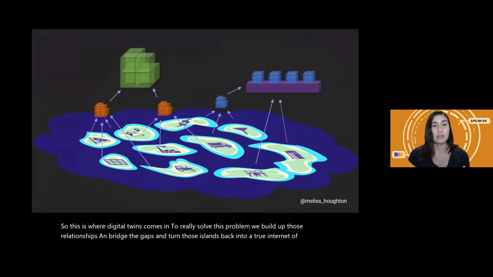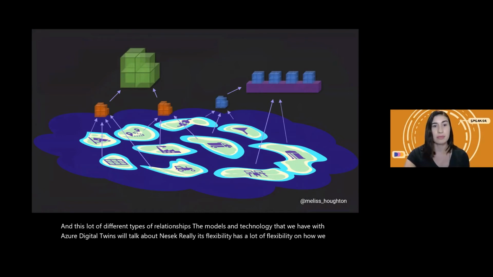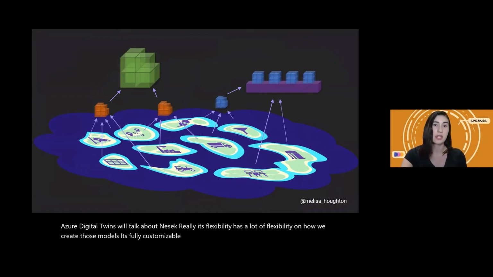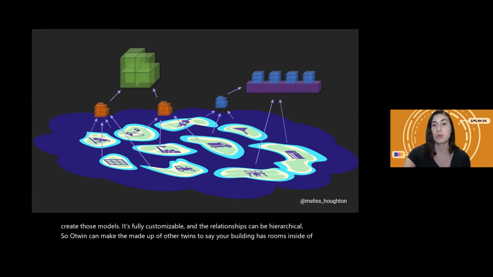And there's a lot of different types of relationships. The models and technology that we have with Azure Digital Twins, I'll talk about in a sec, has a lot of flexibility on how we create those models. It's fully customizable, and the relationships can be hierarchical. So a twin can be made up of other twins. So say your building has rooms inside of it and so on, or they could be associated.